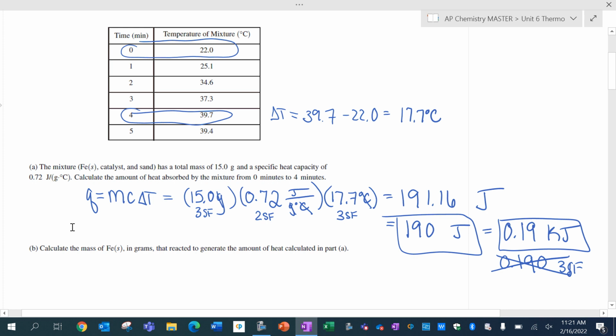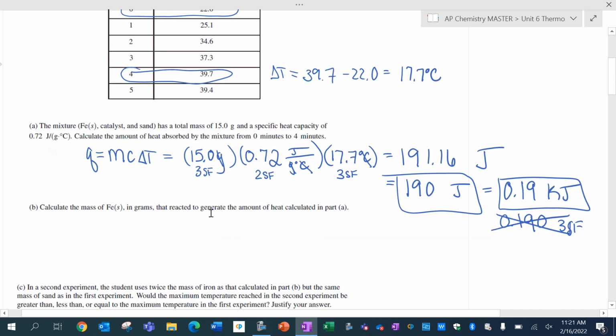Then B says to calculate the mass of iron in grams that reacted in order to generate this amount of heat. You might think to yourself, well, they told me the grams, it's 15 grams reacted. But wait, this was actually a mixture. 15 grams was a mixture of the iron, the catalyst, and the sand. So the mass of the iron is going to be something less than 15, and we don't know what it is. But what we do know is that when the iron reacted, it released 190 joules, or 0.19 kilojoules of energy.